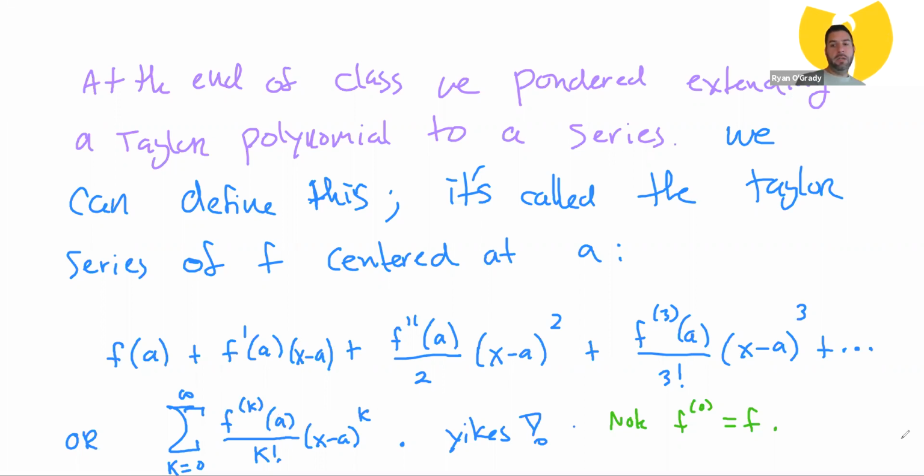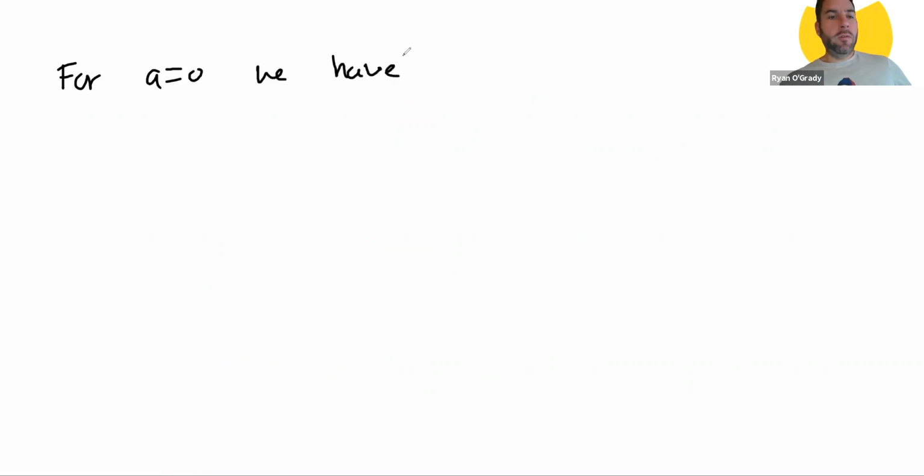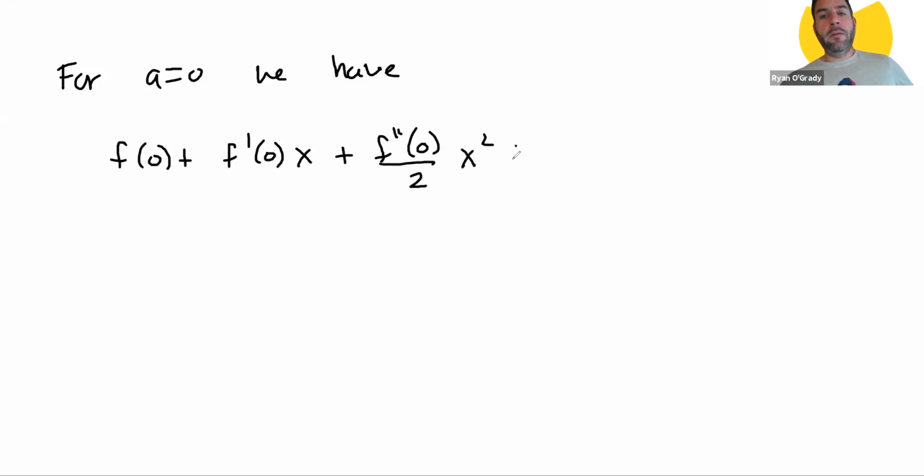Now, if a is 0, this thing does not look as bad. For a equals 0, we have f of 0 plus f prime evaluated at 0 times x plus f double prime evaluated at 0 over 2 times x squared plus the third derivative evaluated at 0 over 3 factorial. So there's lots of pattern stuff here.